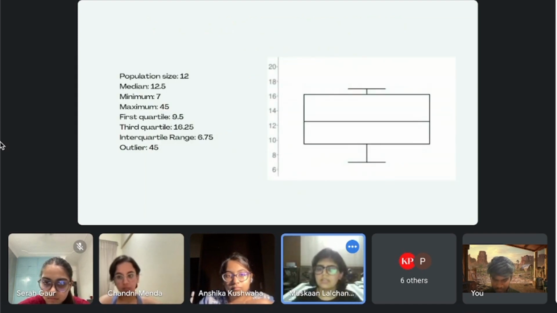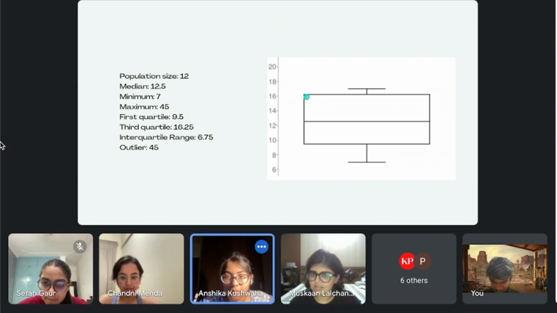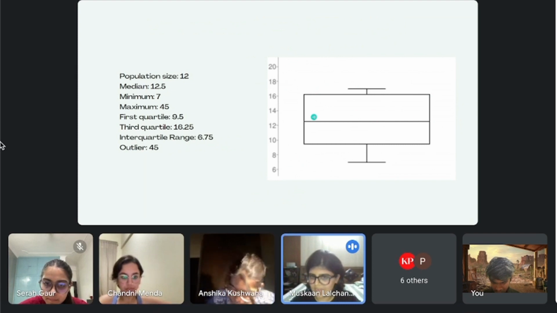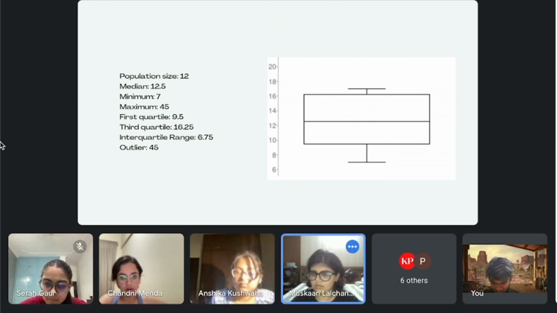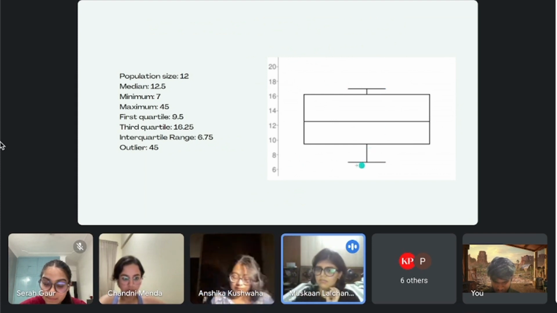Okay, so after finding all of this out, we can make this box plot. This middle line represents our Q2, which is our median, 12.5. This box on the right side represents our Q3 group, and this box represents our Q1. And these are called the whiskers. That's why this is called the box whisker plot. And these are the boundaries.